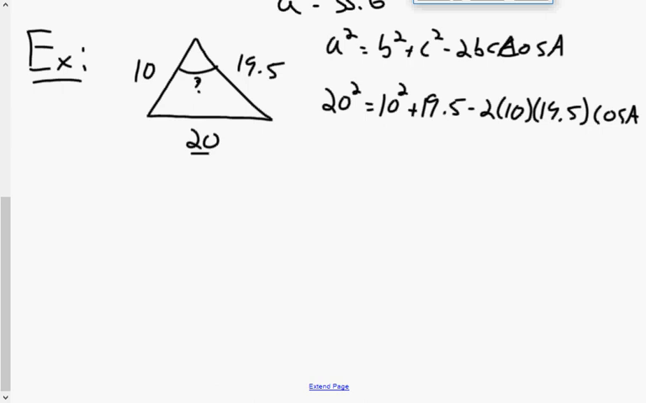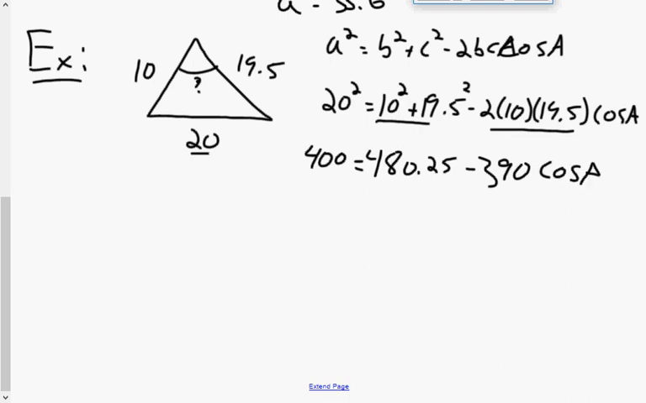So, 19.5 squared. Now, there's a huge variety of different ways that you can do this. You could do it all in one step, and I'll show you that at the end. But I'm just going to show you how it works at first. First thing I'm going to do, just like before, is figure out what this here is and what that there is. And I'll do the 20 squared as well. 20 squared is 400. If I combine these two terms, it's 480.25. This over here is 390 cosine A.